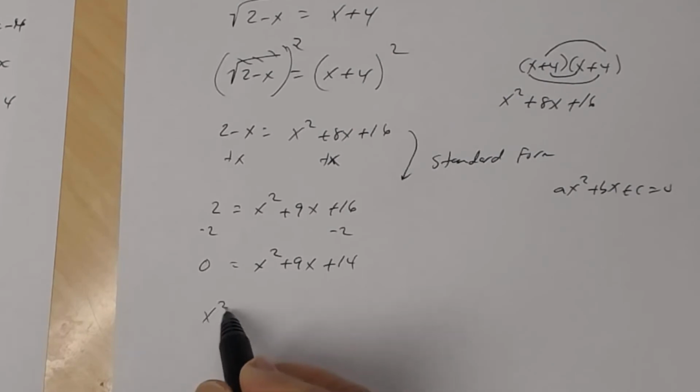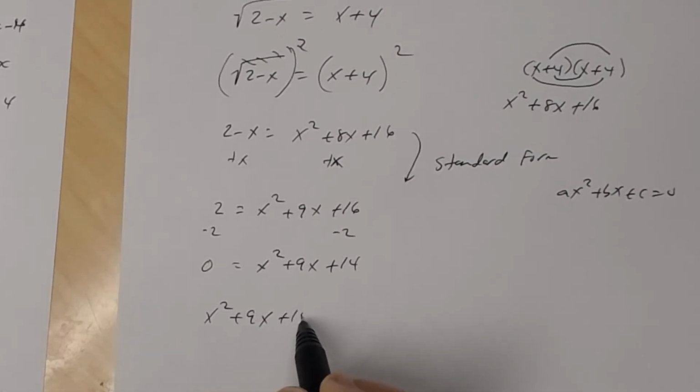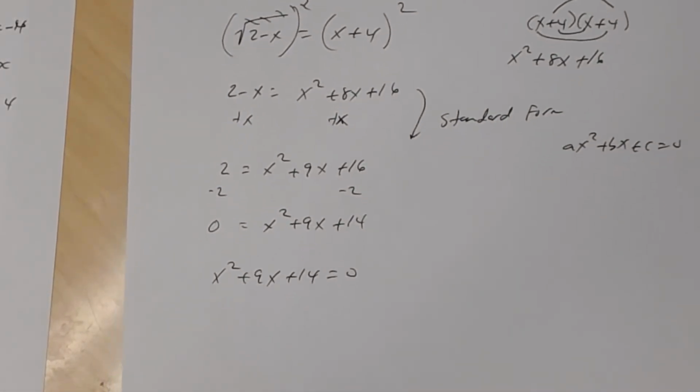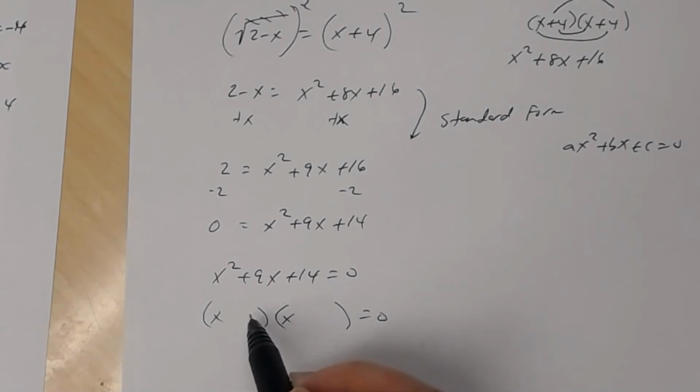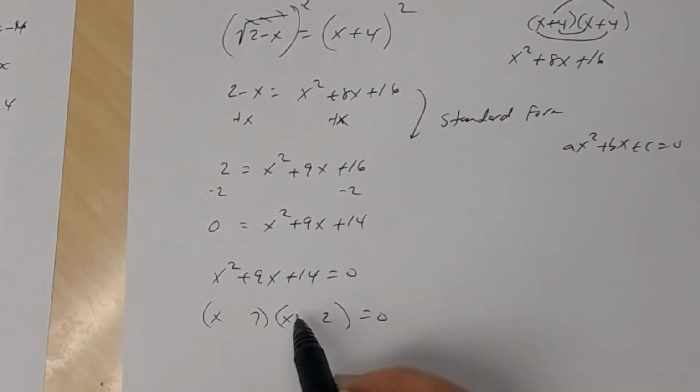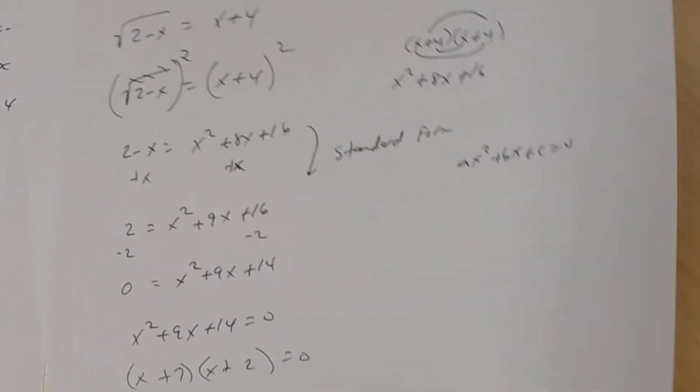So I'm just going to rewrite this as x squared plus 9x plus 14 equals 0. Okay, now I'm going to factor. So remember, these are going to be factorable. What's going to work here will be 7 and 2, both positives. So x plus 7 and x plus 2 are your two factors.